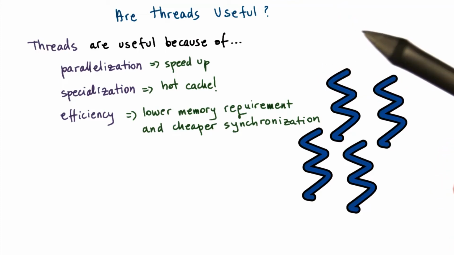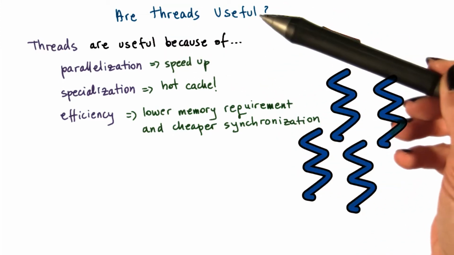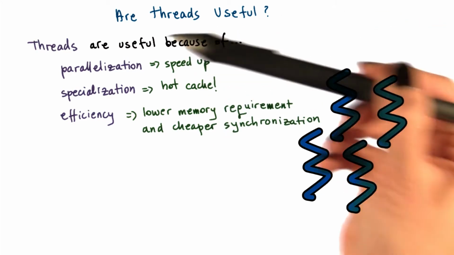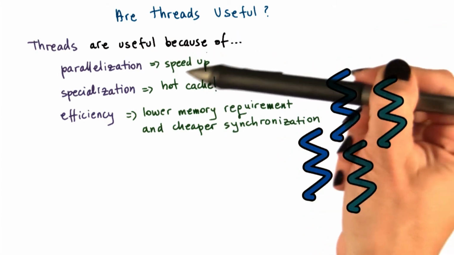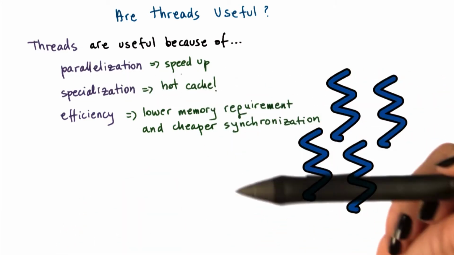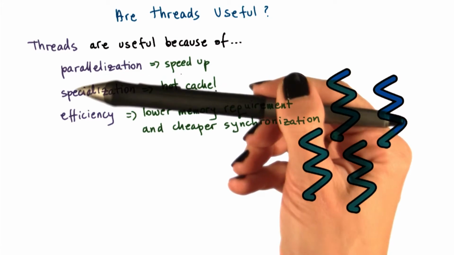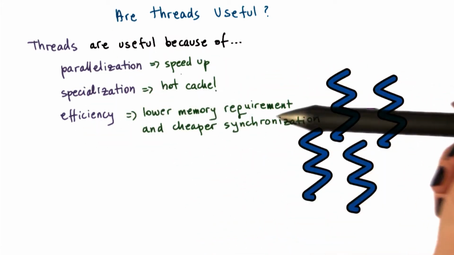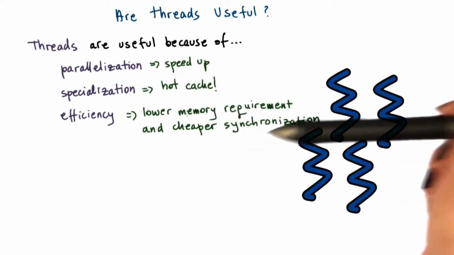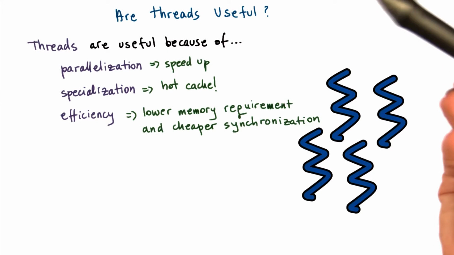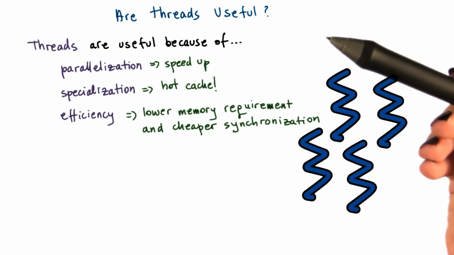At the start of the Threads and Concurrency lecture, we asked ourselves whether threads are useful, and we mentioned there are a number of reasons why they are. They allow us to gain speed up because we can parallelize problems. They allow us to benefit from a hot cache because we can specialize what a particular thread is doing on a given CPU. They lead to implementations that have lower memory requirements and where it's cheaper to synchronize compared to multi-process implementations of the same problem.